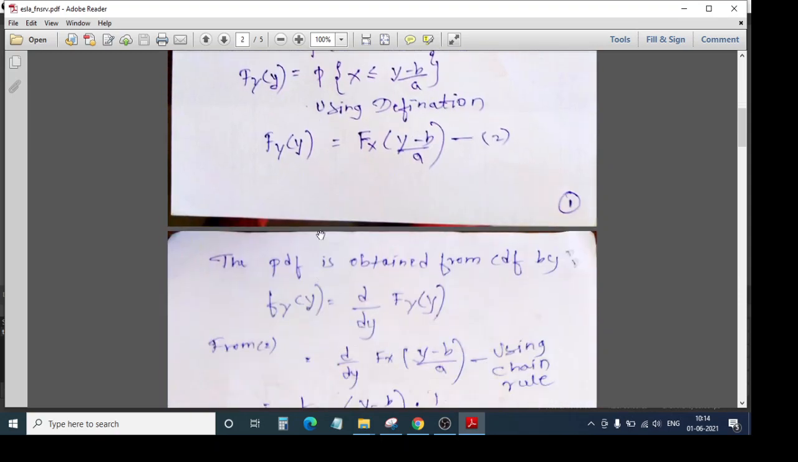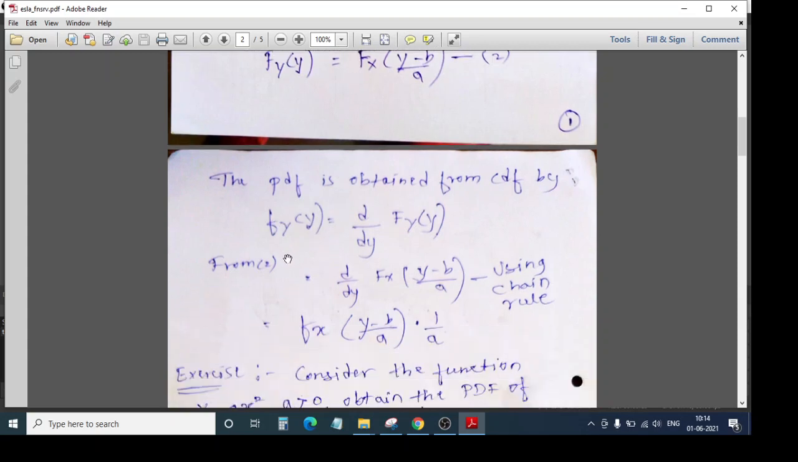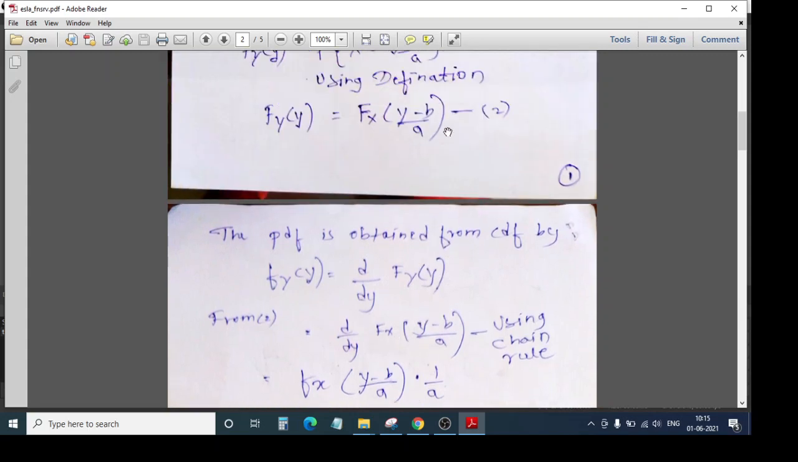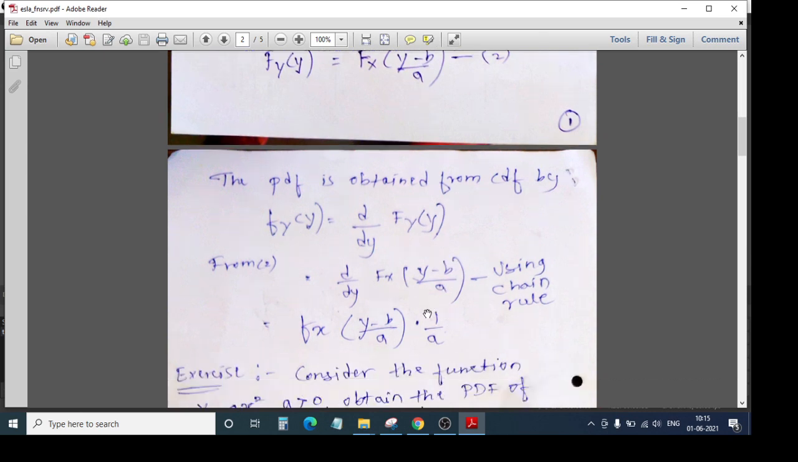Okay, so we'll move ahead. We have got our CDF, friends. We know that its PDF can be obtained by differentiating your CDF. Remember this: your small f, the PDF, can be obtained by differentiating your CDF, that is, what we have found out here. So we'll go ahead and differentiate this (y minus b) by a.